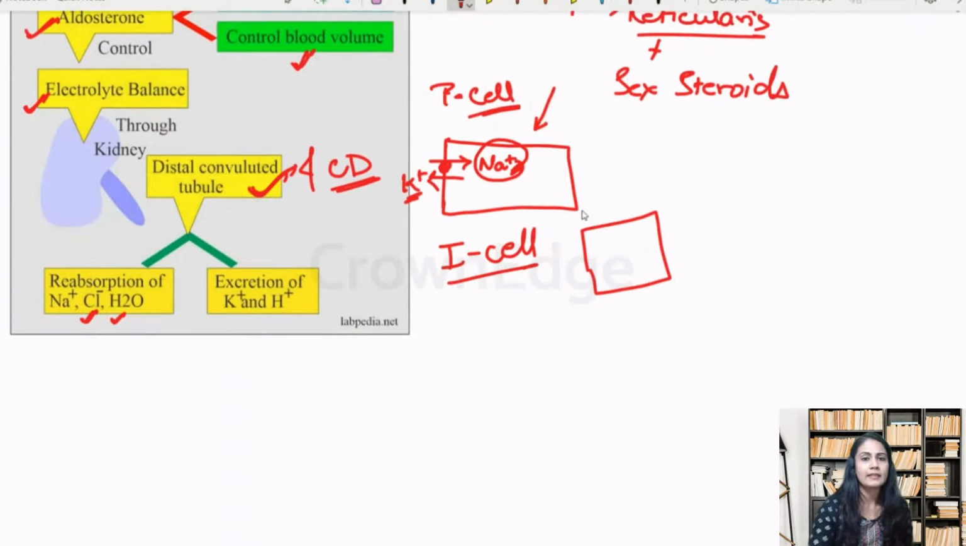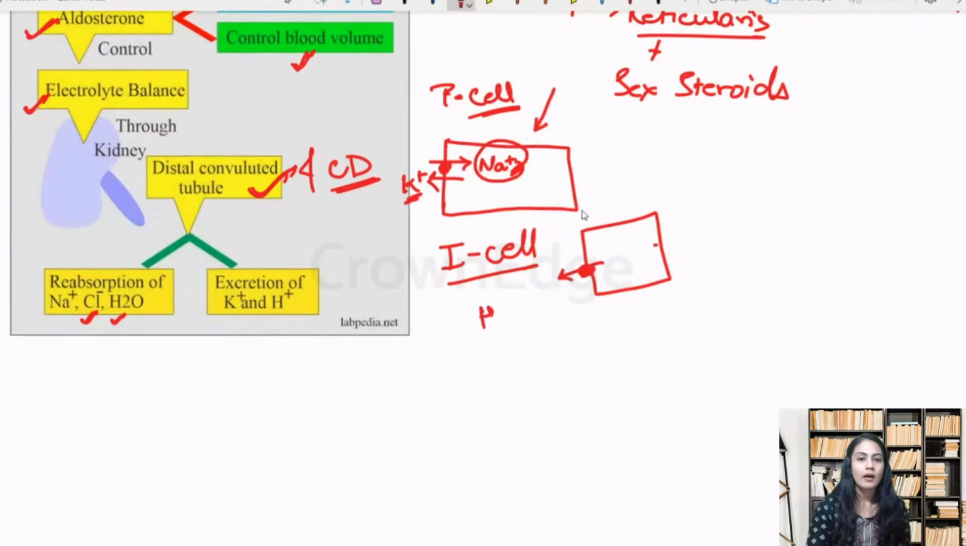In the intercalated cells, you have something known as hydrogen ATPase, or H plus ATPase. So it is going to secrete more and more hydrogen ions. That's the function of I cells. So that is all about this question. I hope this is clear to you guys.